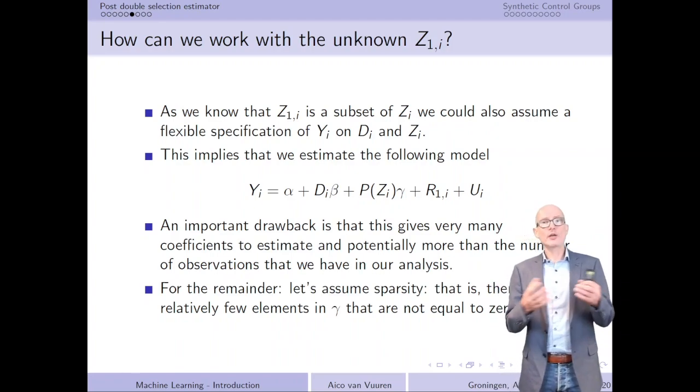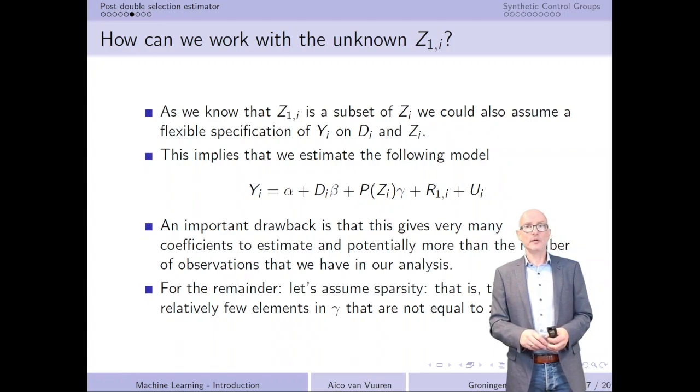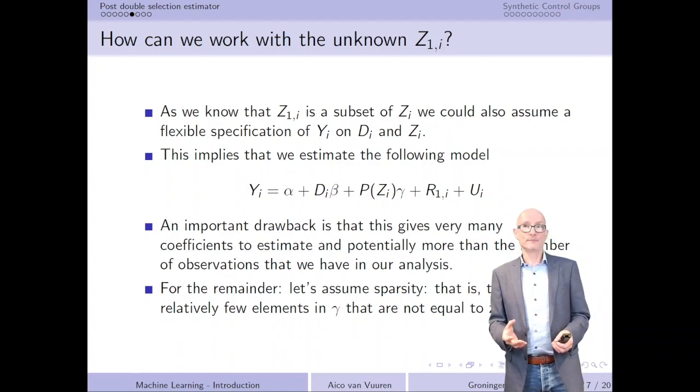That means that we still are going to have yi at the left hand side, but the right hand side now we're going to have alpha plus di times beta. That's still what we had from, of course, the previous slide as well. But now we're going to have a polynomial in zi and not in z1i as we had at the previous slide.